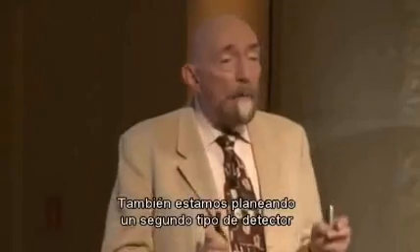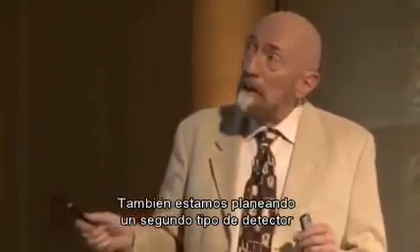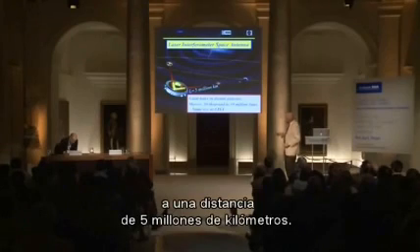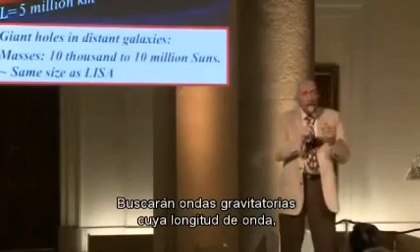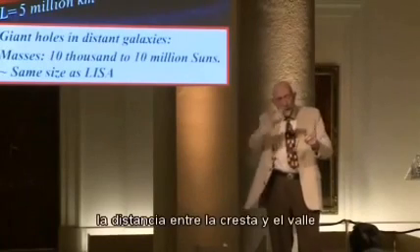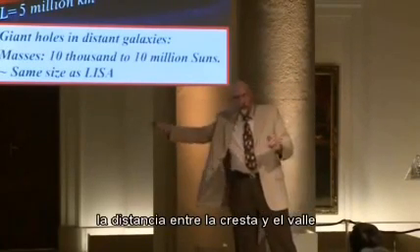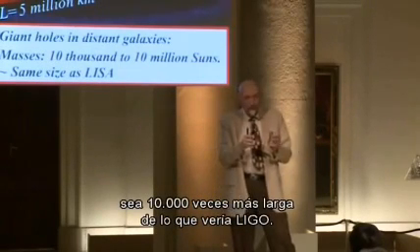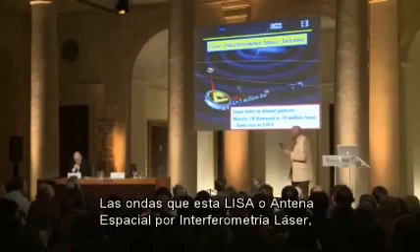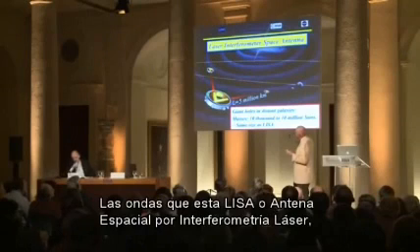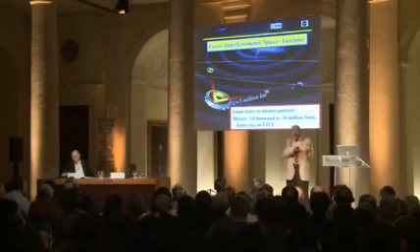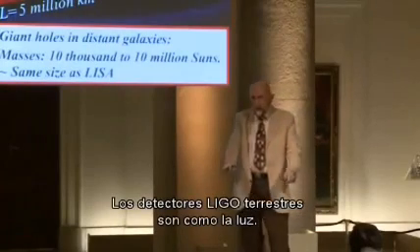We also are planning a second kind of gravitational wave detector that will fly in space, 3 spacecraft that track each other with laser beams with separations of 5 million kilometers. These are looking for gravitational waves where the wavelength, the distance between the crests and the troughs of the waves, is 10,000 times longer than LIGO will see. So the waves that this LISA, laser interferometer space antenna, will see are like radio waves if you think of LIGO, the ground-based detectors, as being like light.